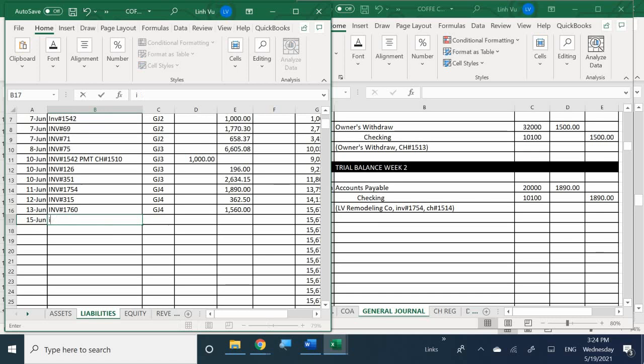On the 11th or the 15th? Well, on the 11th is when we got the invoice, and we had 3 or 4 days to pay. We have net four to pay, and we're paying it within the 4. So the date would be the 15th, invoice 1754, post reference JG5 for a debit of 1890.